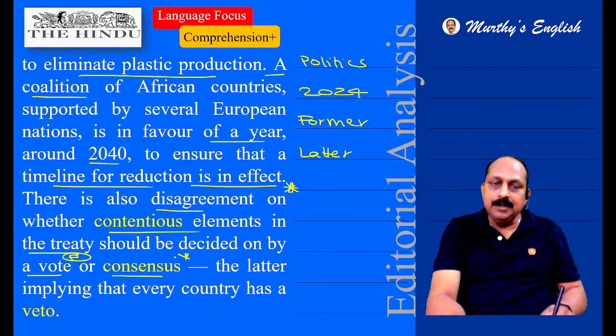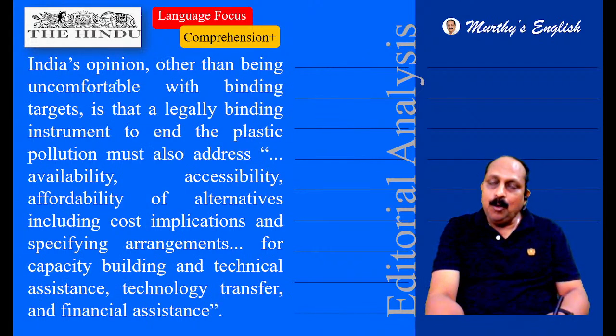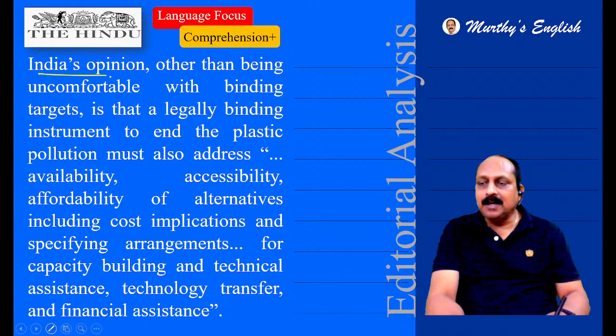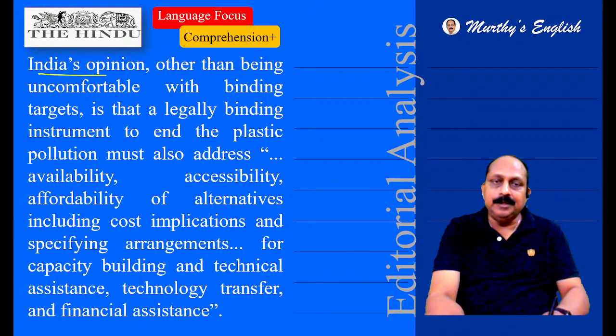And what is the latter here? This one, consensus. The latter implying that every country has a veto. Obviously, imagine consensus, then India says no. That is like a veto, then they cannot go ahead. Now it talks about India's stand, India's opinion about the treaty.